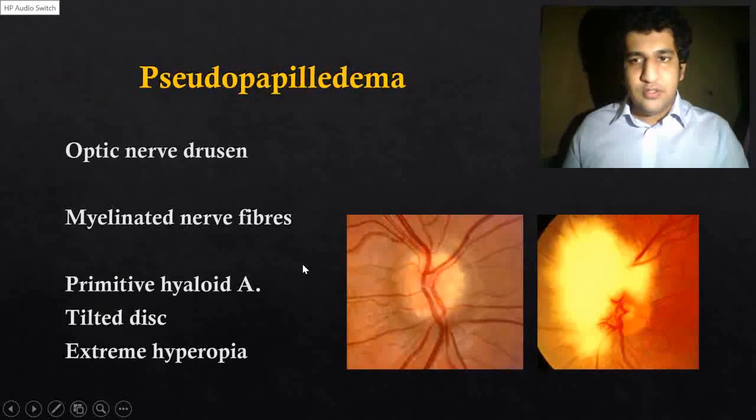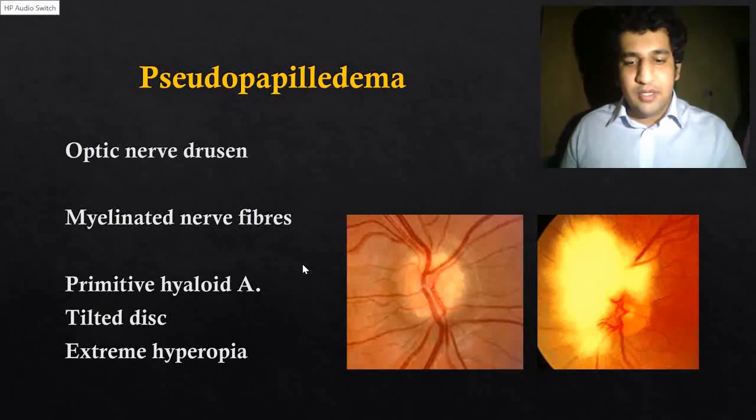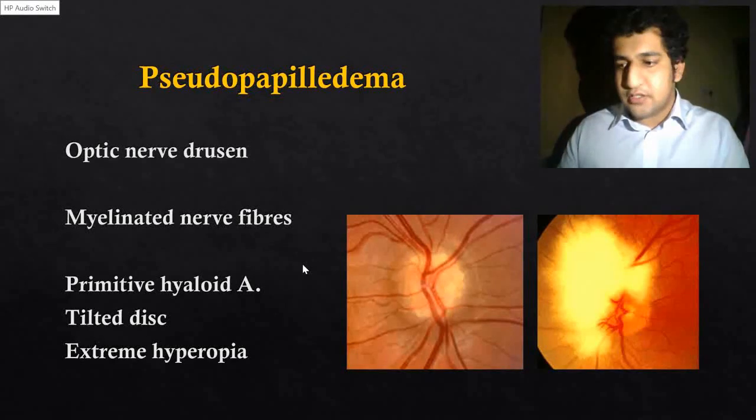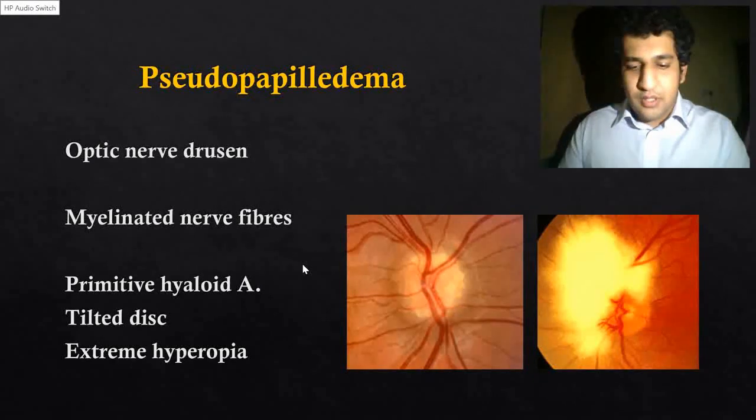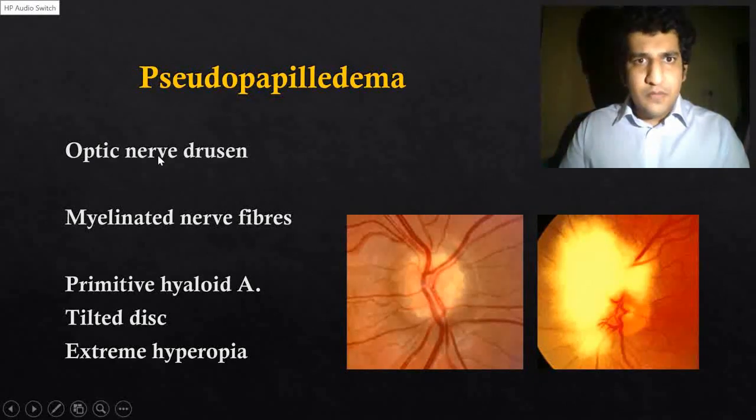So what's pseudopapilledema? Now, pseudopapilledema, as the word suggests, looks like papilledema, but it's not papilledema. Okay, it's not associated with any kind of raised ICP features. When can you get it? Optic nerve drusen or myelinated nerve fibers are the two common conditions. Benign conditions, harmless conditions, but this is what it looks like. This is an optic nerve drusen. Okay, you can see the irregular, slightly blurred disc margins that you can mistake for papilledema, but is not.